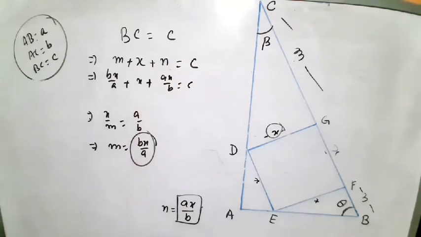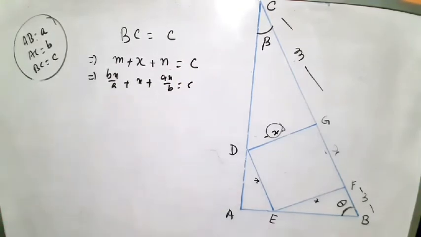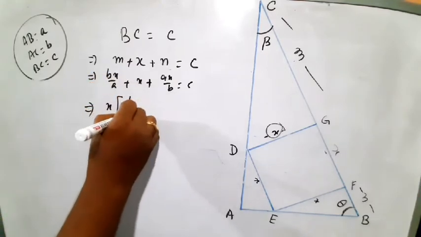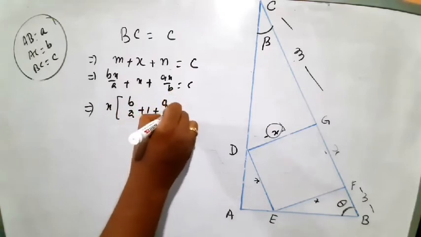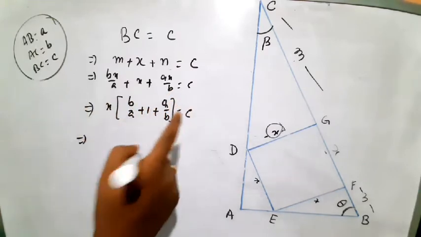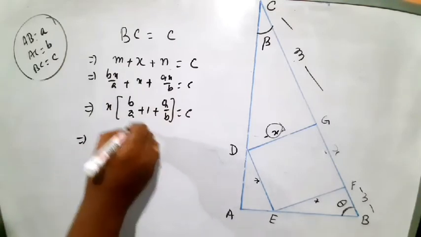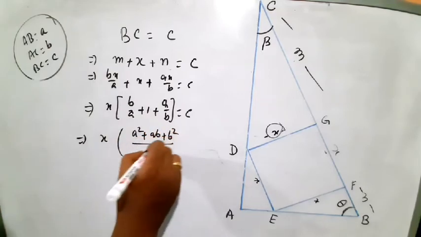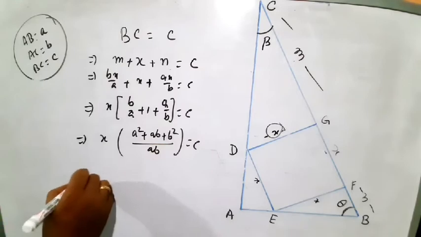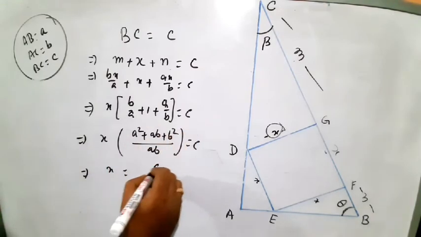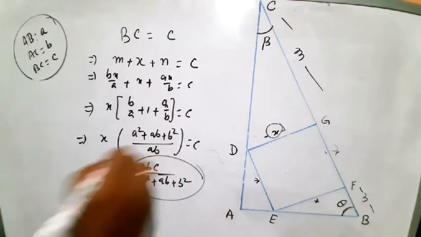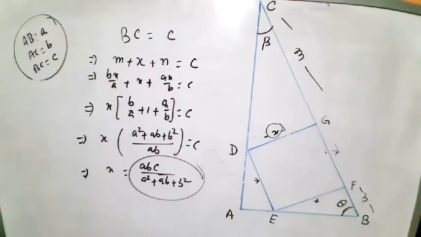This is the theoretical part, so this may take some time. Just take x common: x times (b by a plus 1 plus a by b) equals c. This is a very simple calculation. You can write this very easily. Check it: a square plus ab plus b square by ab equals c. That means the value of x equals abc divided by a square plus ab plus b square. You have to remember this formula to solve harder problems in a few seconds.